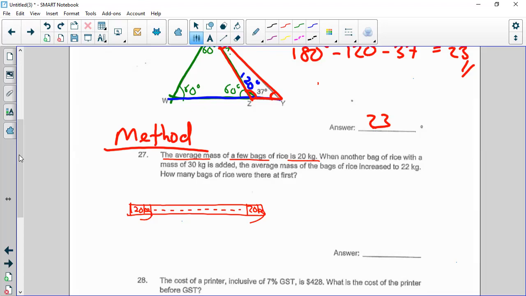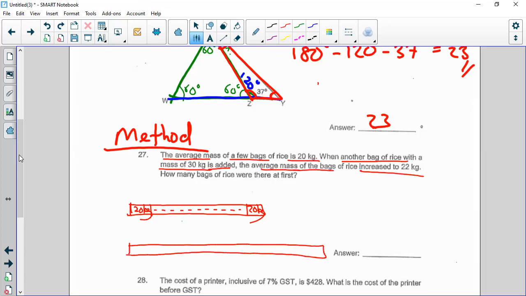Okay, when another bag with a mass of 30 kilograms is added, the average mass of the bags increased to 22 kilograms. All right, so what happened to the model now? The model has now become even longer. Why does it become longer? Because you add one more bag. And what happened when you add one more bag? The total mass has increased by how many? The total mass will have increased by 30 kilograms. Why? Because you added one more bag.